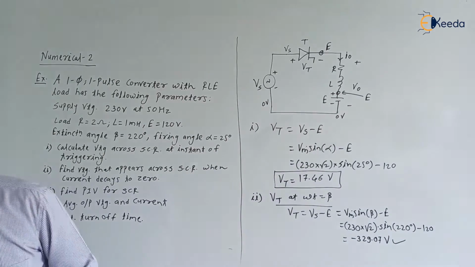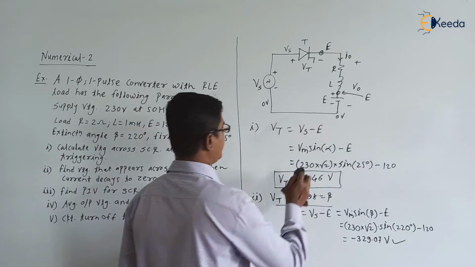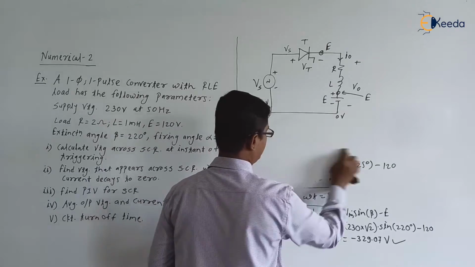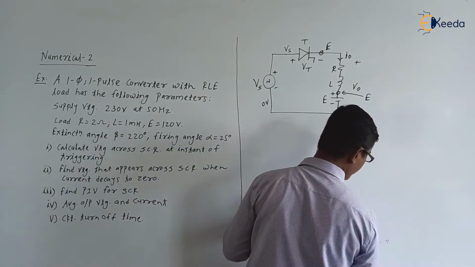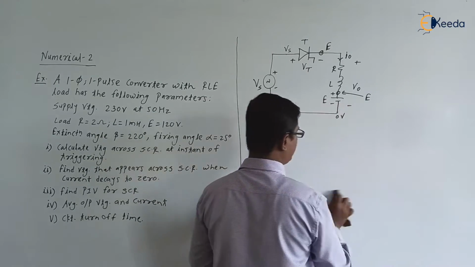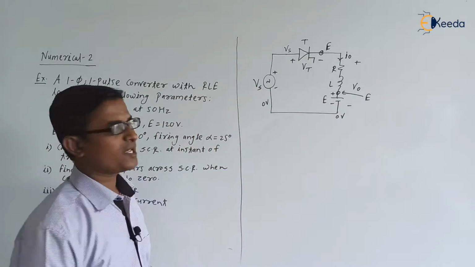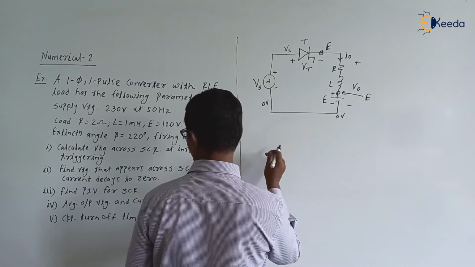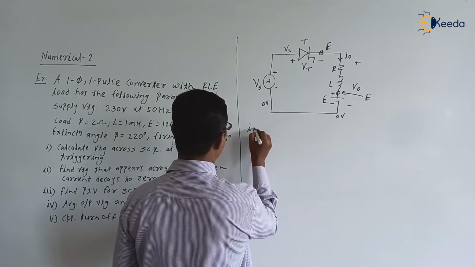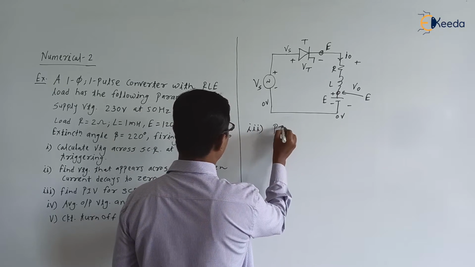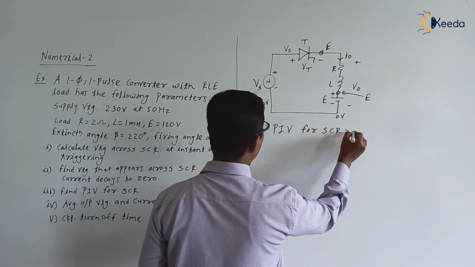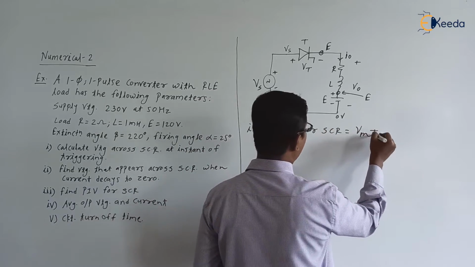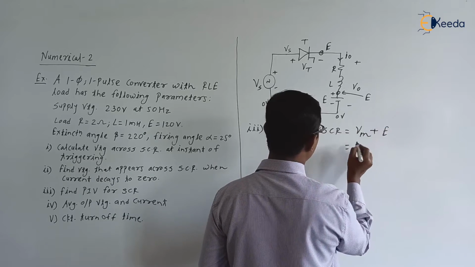Third, they have asked the PIV for SCR. Yes, PIV rating for SCR, third bit. PIV stands for peak inverse voltage. So in RLE load, what is the PIV? We already discussed the circuit operation and derived the expressions as well. So PIV for SCR is equal to what? It is Vm plus E.